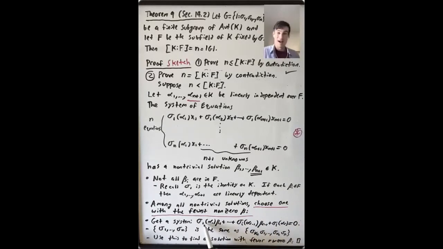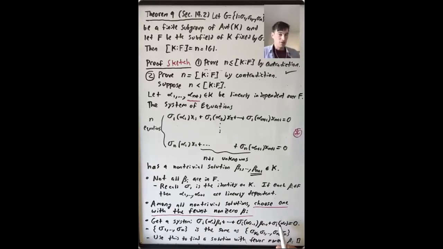Okay, so what do we get? Here, I am saying that we're going to get a system that looks like sigma i of alpha 1 times beta 1 plus sigma i of alpha 2 times beta 2 plus sigma i of alpha r minus 1 times beta r minus 1 plus sigma i of alpha r times beta r, which we can suppose is 1, and this is equal to 0. Why do I call this a system? This is one equation, but we have one such equation for each sigma i. So in fact, we have n such equations that look like this.